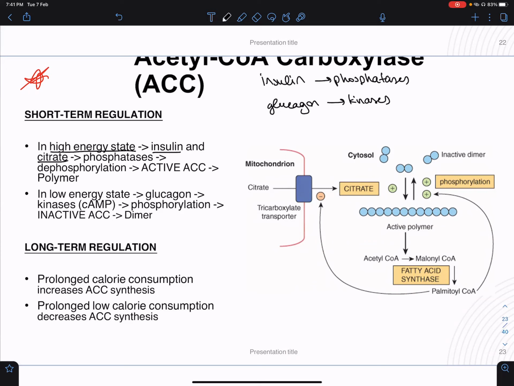Yes. Okay. And if something is active with the presence of glucagon, it means it's active when it's phosphorylated, and vice versa for insulin. So this is just a rule of thumb. In the high energy state, we have insulin and citrate. Insulin activates phosphatases. Phosphatases dephosphorylate. Dephosphorylation means active acetyl-CoA carboxylase, which means it's going to be in a polymer form.